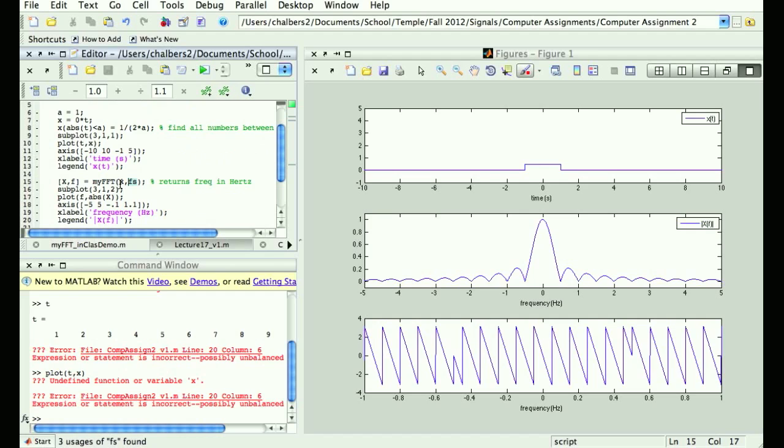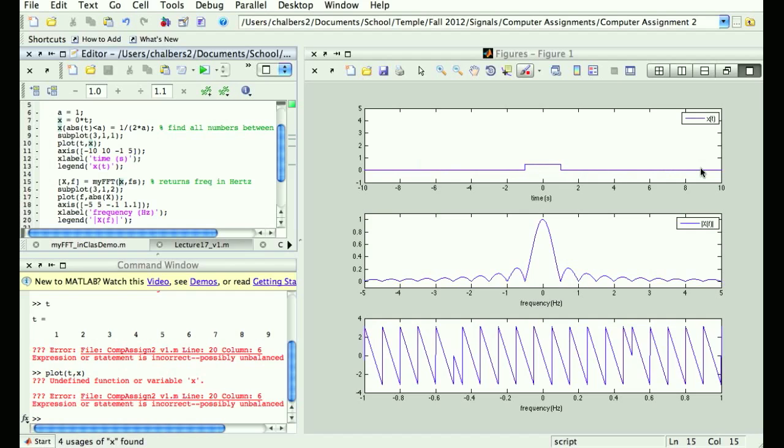Now, as far as the FFT command is concerned, it doesn't know where time starts on my plot. On my plot, I made it so that time started at negative 10 and went to 10. But I could have just as easily plotted it going from 0 to 20. And the FFT function doesn't know. All I do is pass x. X is just a bunch of samples: 0, 0, 0, 0, 0, 0, 1, 1, 1, 1, 1, 0, 0, 0, 0, 0.